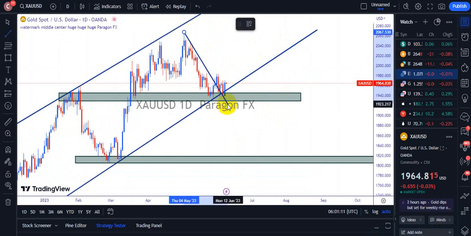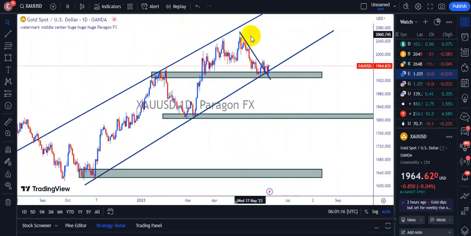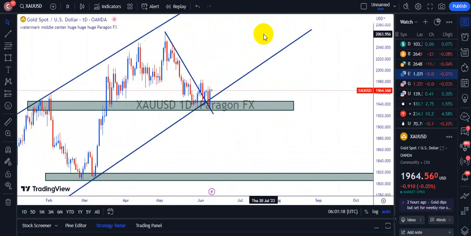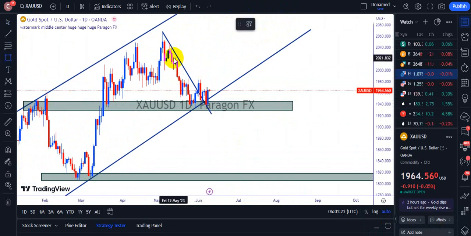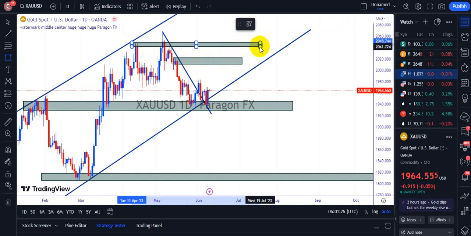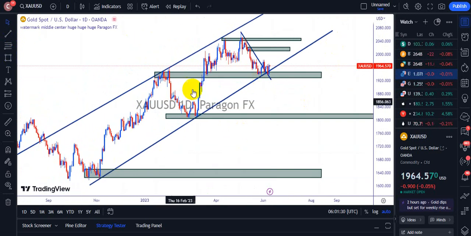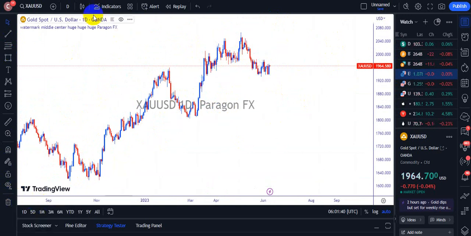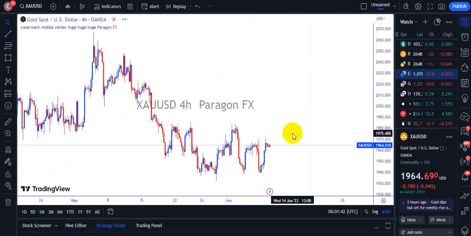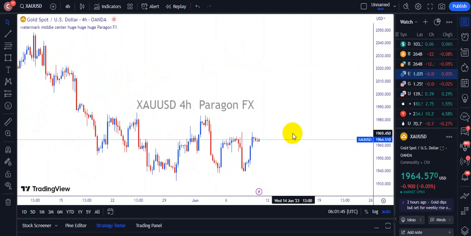But as I said, look at this, market can come this area, because there is a lot of liquidity. This zone still untraded, but this is the rising channel. The selling pattern. Now come to the H4 time frame.